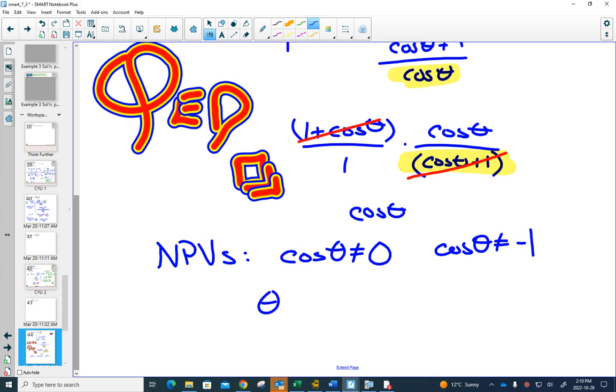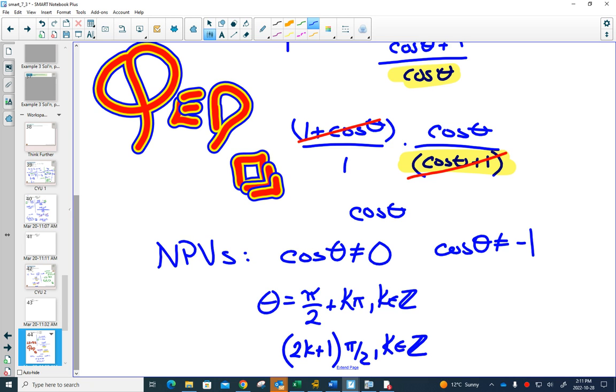So this will be, you remember we could either write it this way, or we wrote it as odd numbers of pi over 2. And cos of theta is equal to -1 just at pi. And so everything coterminal with pi would be pi plus 2k pi.